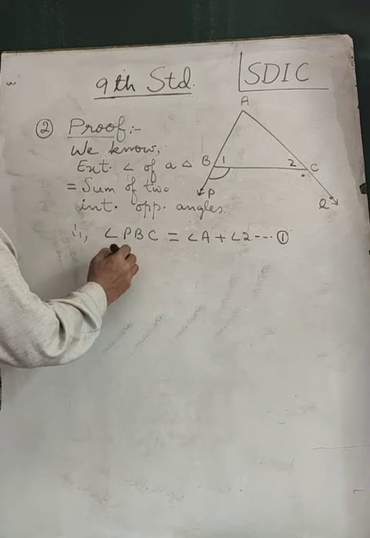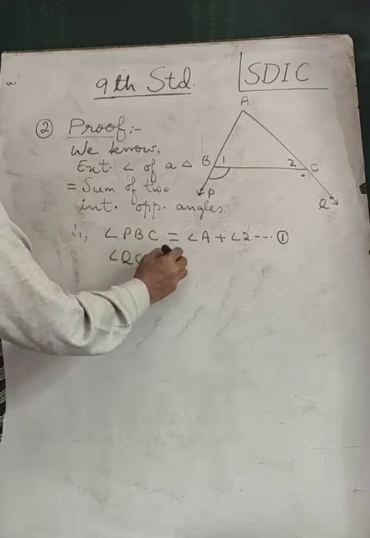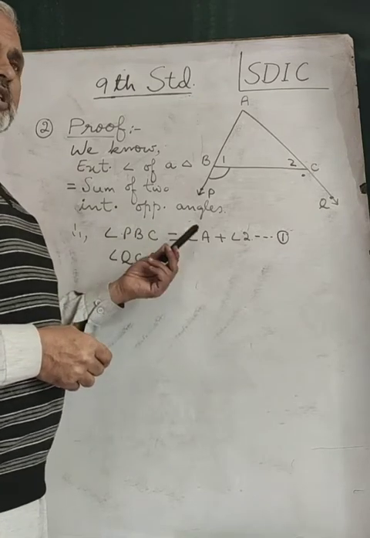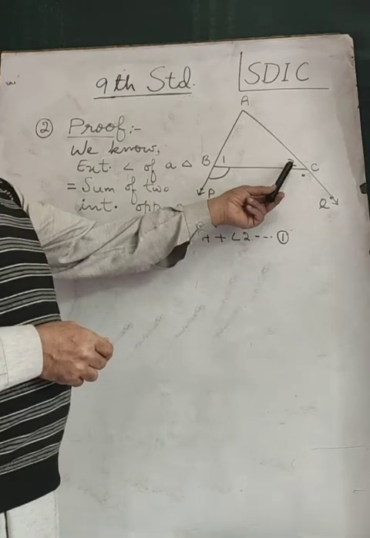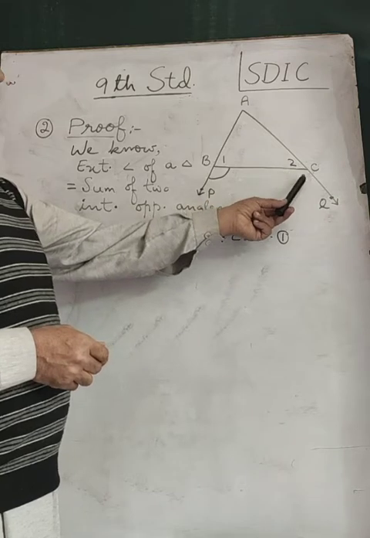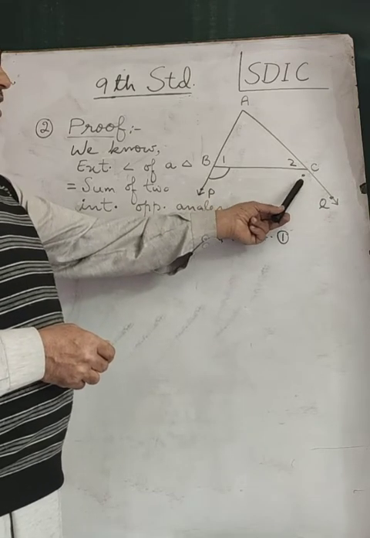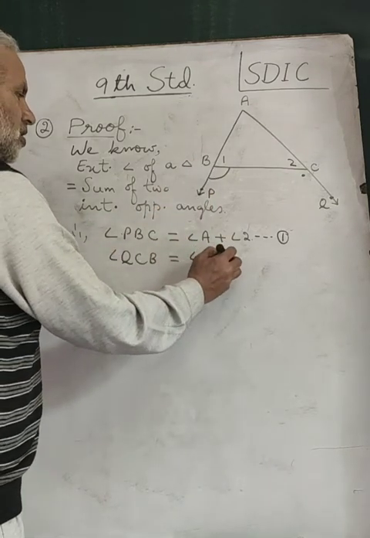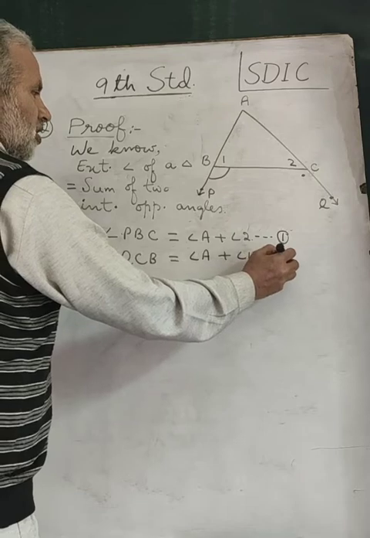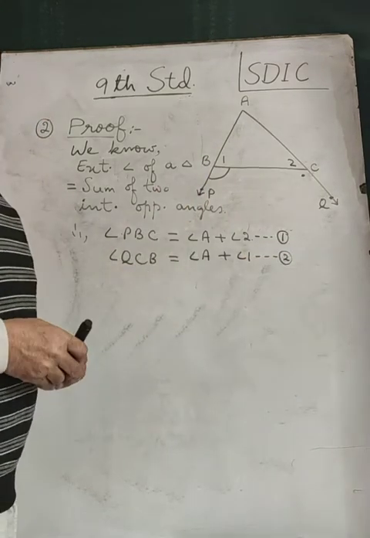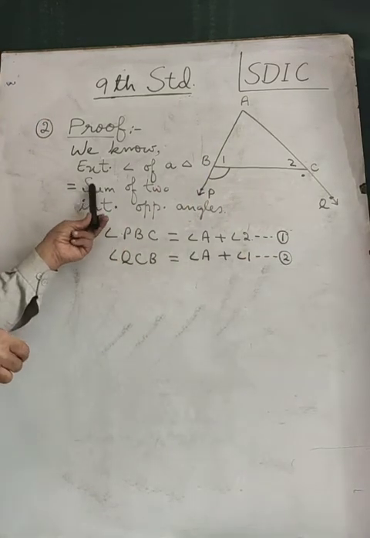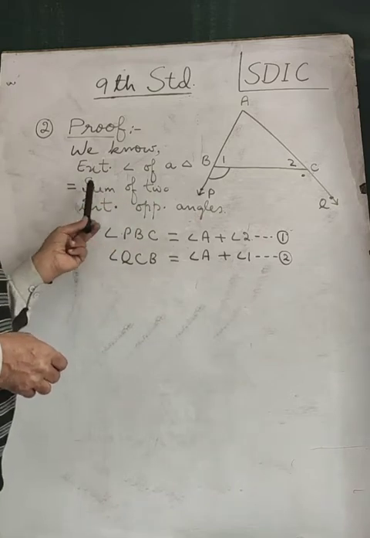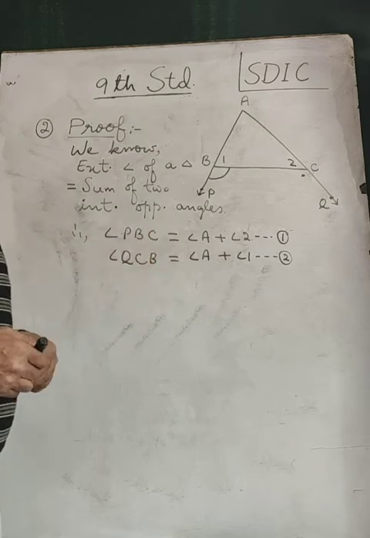Likewise, angle QCB, the second exterior angle at vertex C, will also be equal to the sum of two interior opposite angles, and this time angle 2 will not be the interior opposite angle. It is the adjacent angle. Its interior opposite angles are angle A and angle 1. So it will be equal to angle A plus angle 1. We mark it second. So we got two results by using this result from one of the previous chapters: exterior angle of a triangle is equal to the sum of two interior opposite angles.